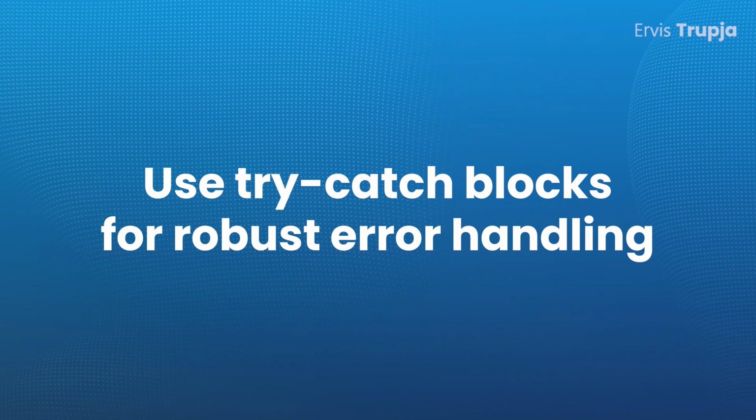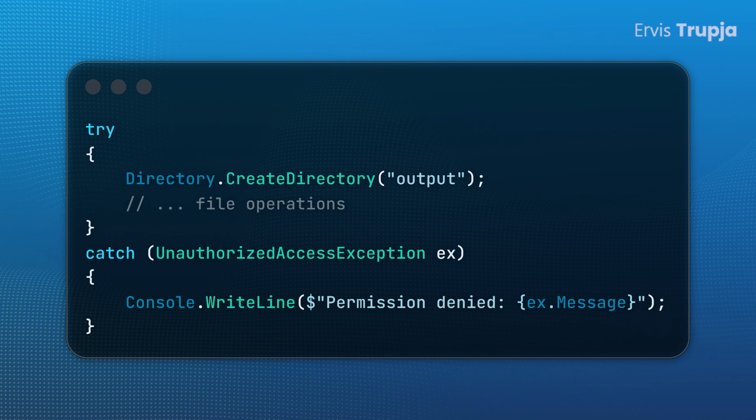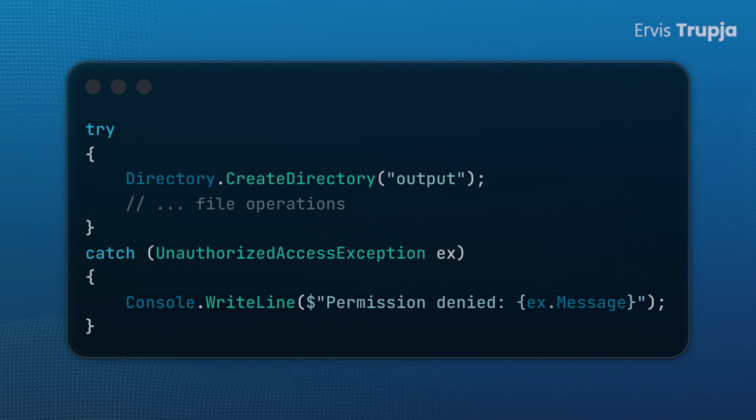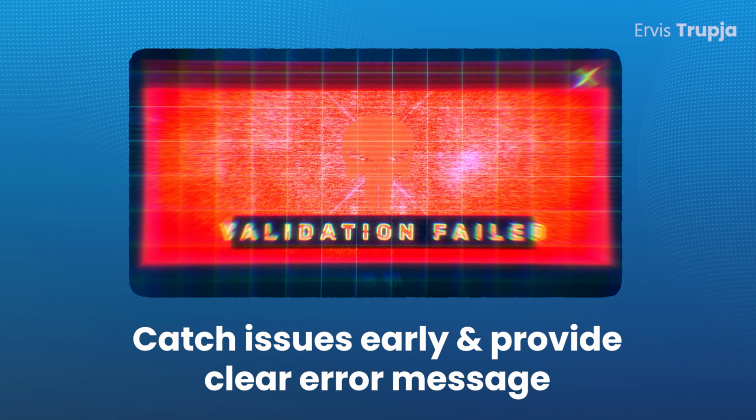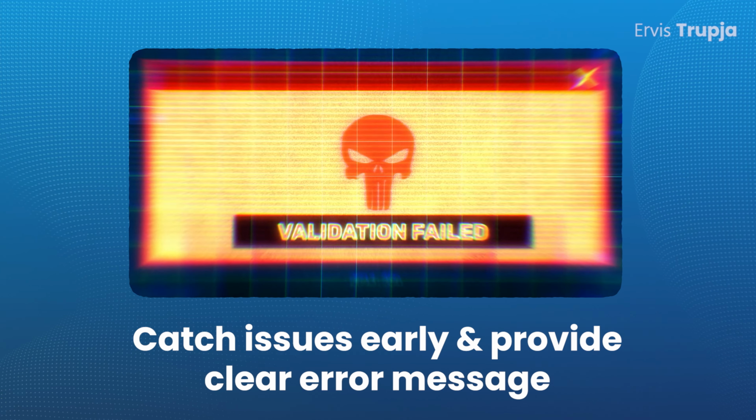Use try-catch blocks for robust error handling and always validate paths before operations to catch issues early and provide clear error messages when something goes wrong.